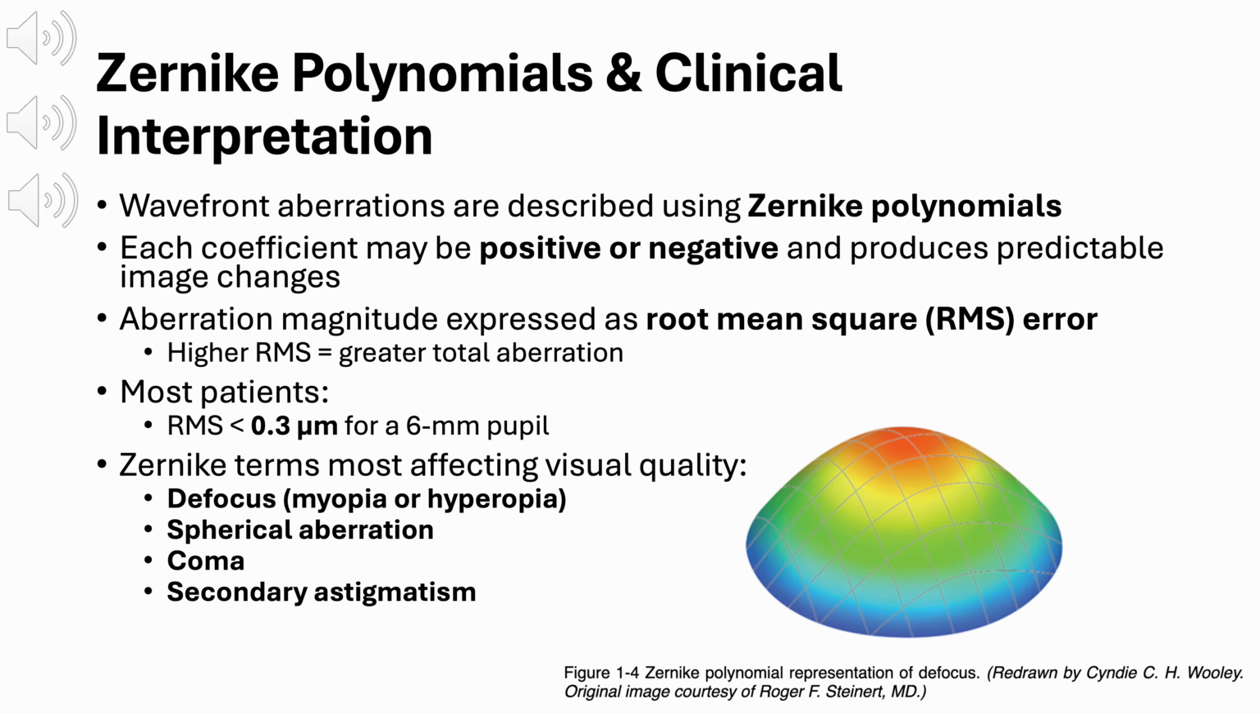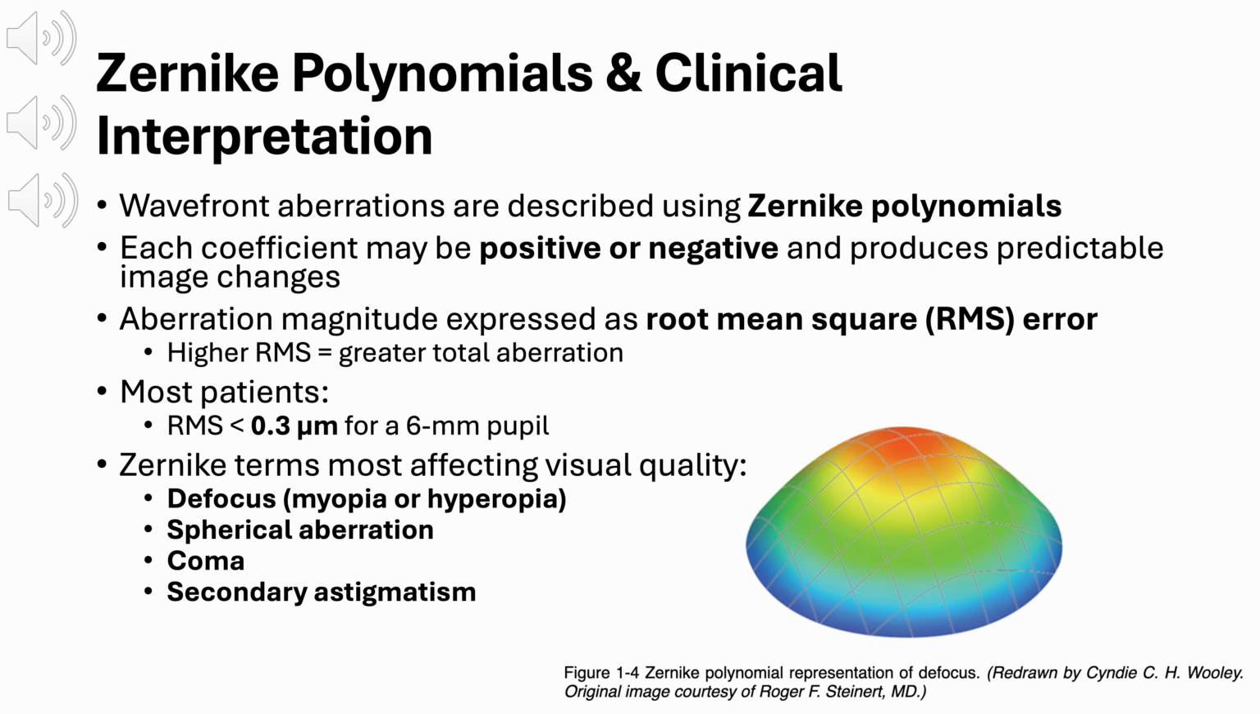Each polynomial represents a specific type of distortion in how light is focused. Each Zernike term has a coefficient that can be positive or negative, and the sign tells us the direction of the distortion, while the size of the number tells us how strong that distortion is. Because of this, each term produces a predictable change in image quality.